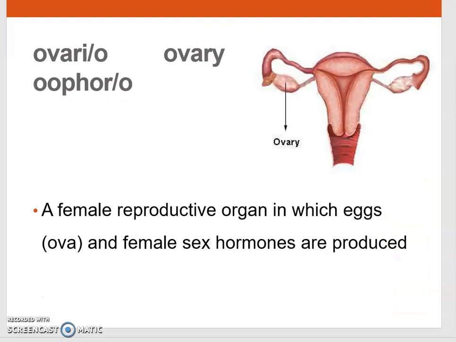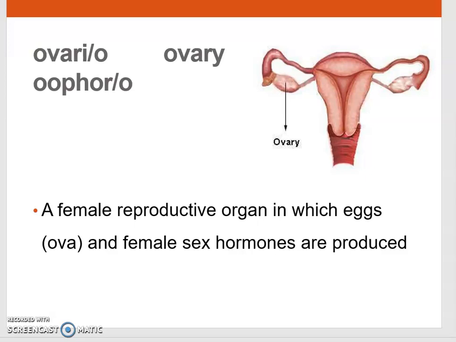Another combining form, actually two of them for you. In our first anatomical structure, ovario or oophoro, either combining form means ovary. And the ovary, of course, produces gametes. It's the female sex reproductive organ in which eggs, being the ova, and the female sex hormones are produced. So essentially, that's all the further we go with that definition.